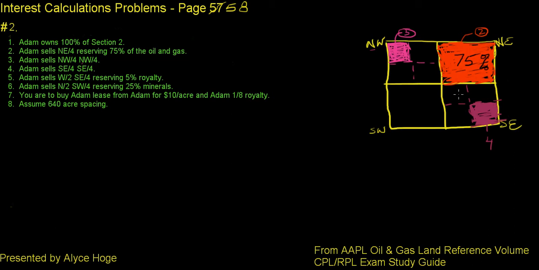So here's the west half of the southeast, but now he's reserving a 5% royalty. So if he's reserving a 5% royalty, that means he's not keeping any mineral interest. He has no mineral interest in here, but he did retain a 5% royalty. So I'm going to go ahead and color that in. Let's see, number 5: Adam sells the west half of the southeast. I'm going to color that in.